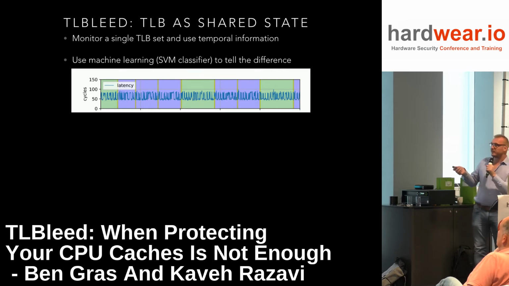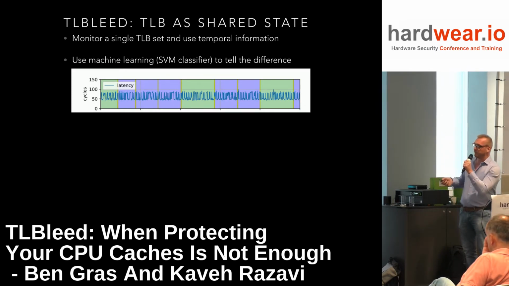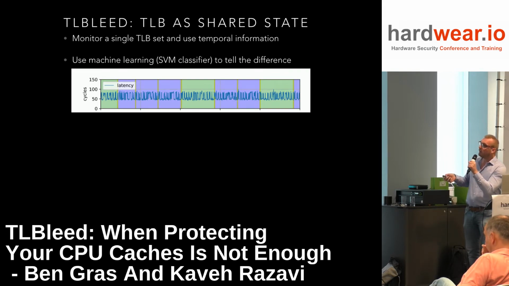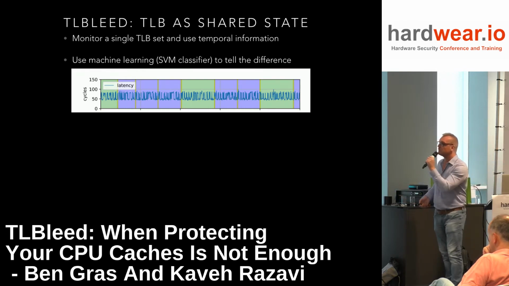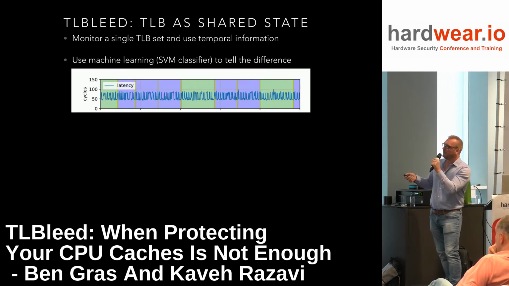So this is a real attack scenario. We have a spying process which monitors one particular TLB set over and over again, and the latency will be low always unless the victim is doing something there. As soon as the victim does something there, the latency will go up because it means our own TLB entry is gone. So this is what it looks like. We have no activity, ping. The victim does something, nothing, victim does something, nothing, and so on.